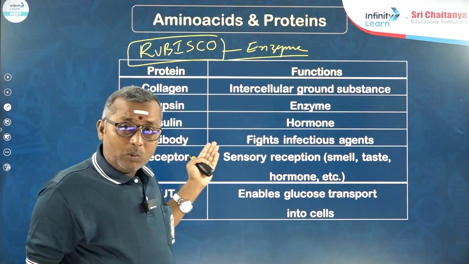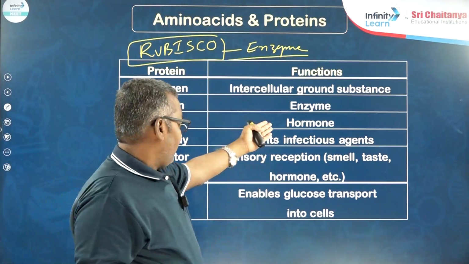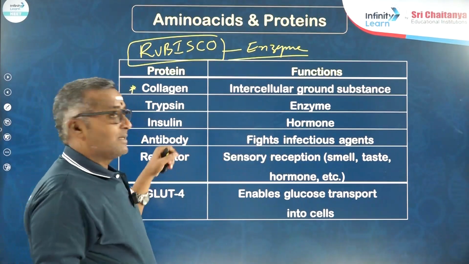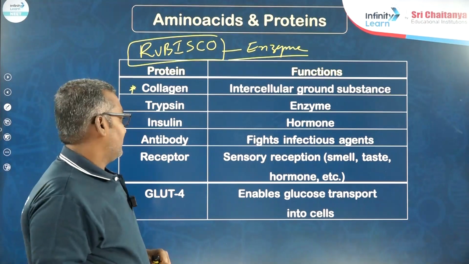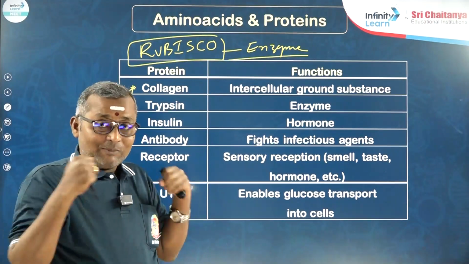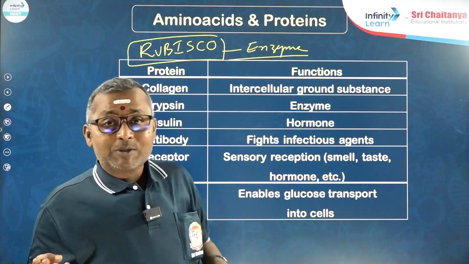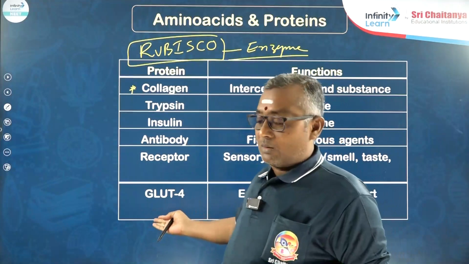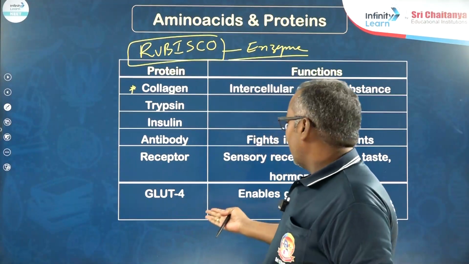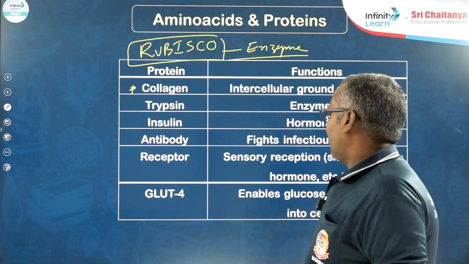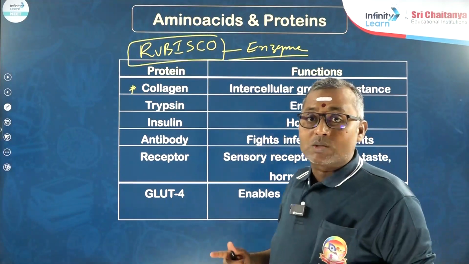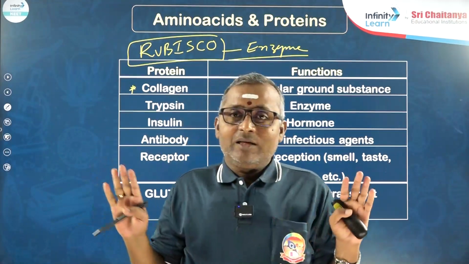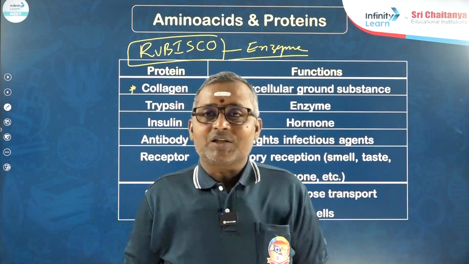And some proteins are hormones, say for example insulin. Some are fighting against infectious agents like antibodies. Some are acting like receptors, and some also help in the transportation of substances, say for example GLUT4. GLUT4 is one transporter that enables glucose transportation into the cells. So like this, the proteins have different kinds of functions in our body.